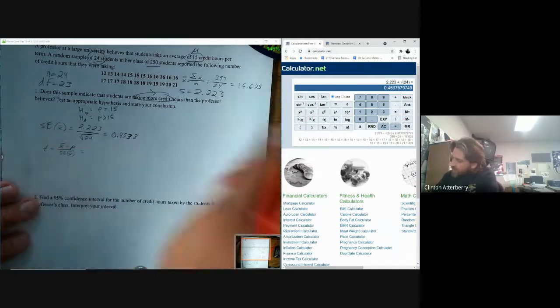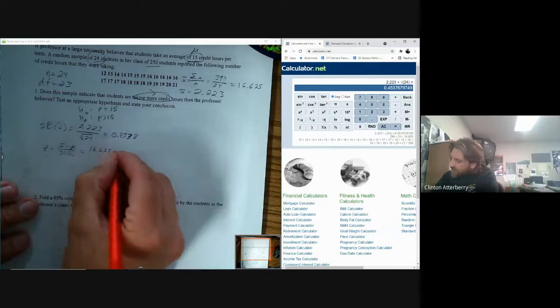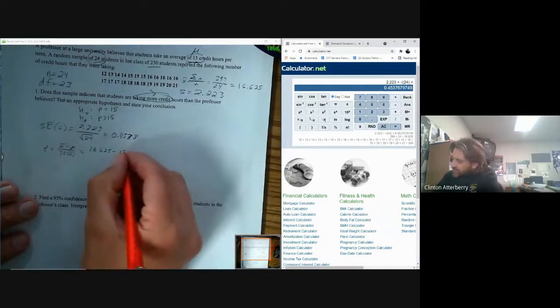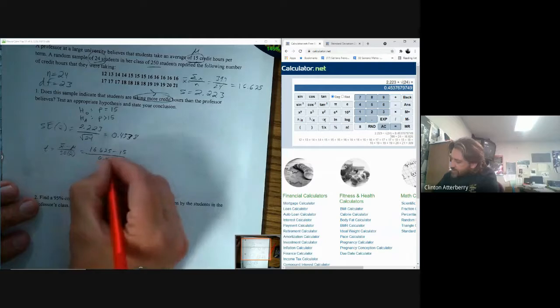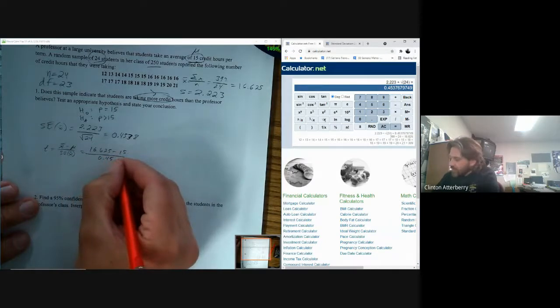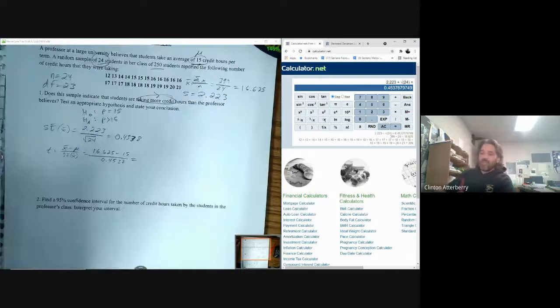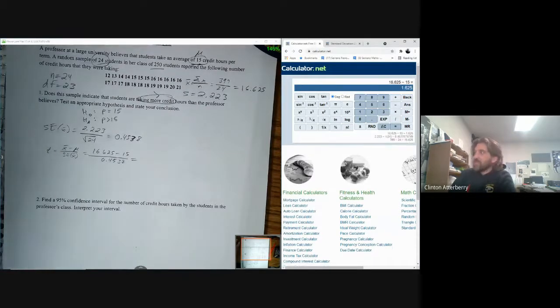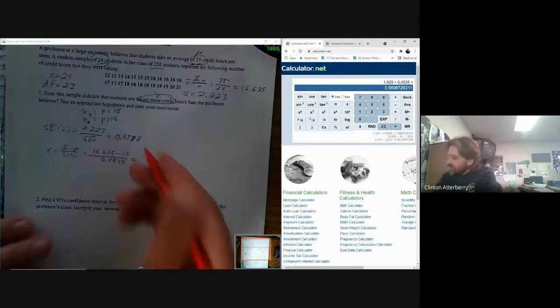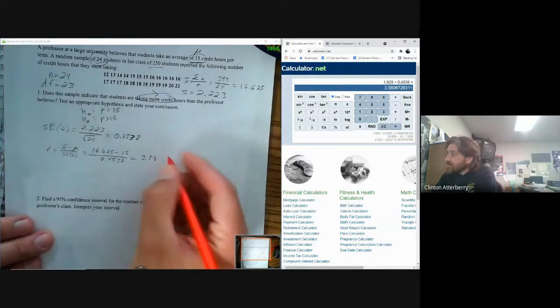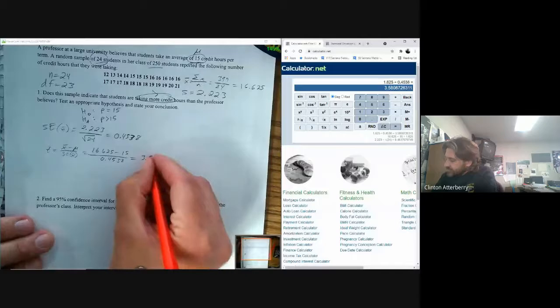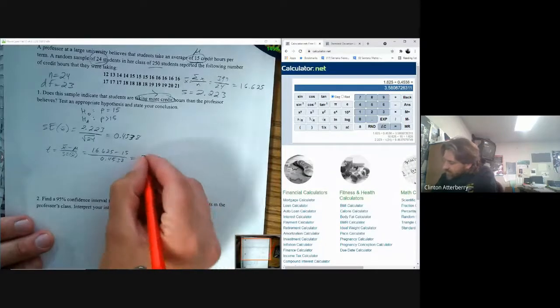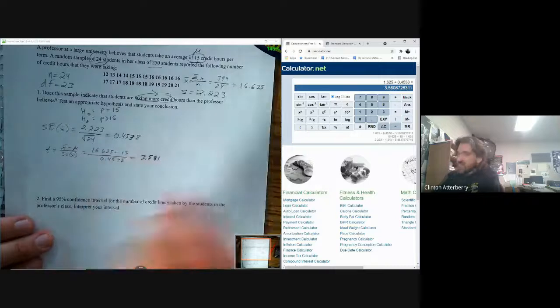So what we got for our X bar was 16.625, take away our 15 credits, divide that by the standard error, 0.4538. What does that give us here? We're getting close to our answer. 16.625, take away 15, divide that by that standard error. We get 3.58, let's call that 1. Okay, so 3.581 is our T score.